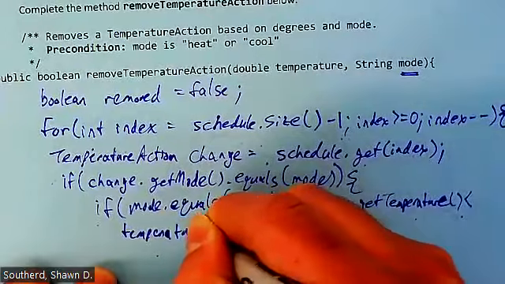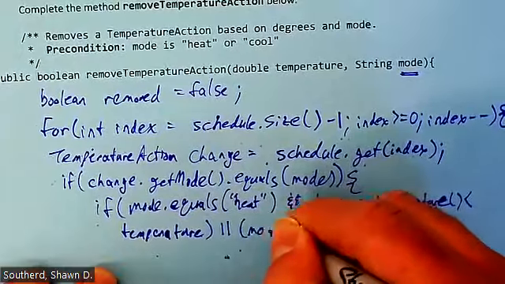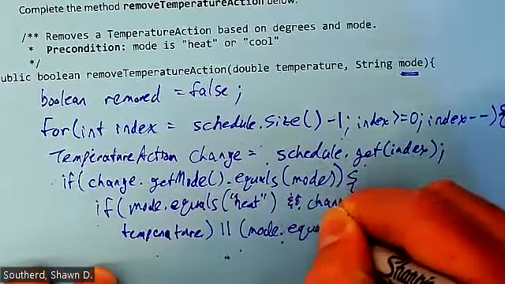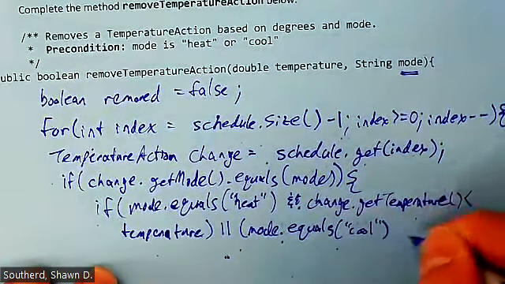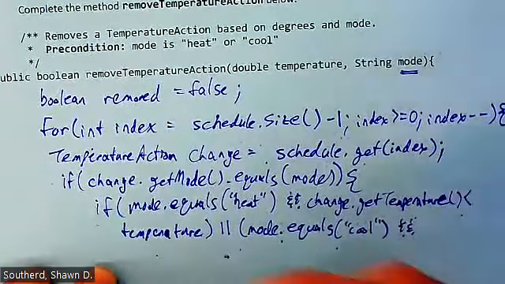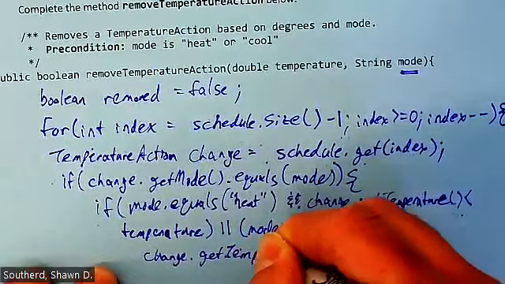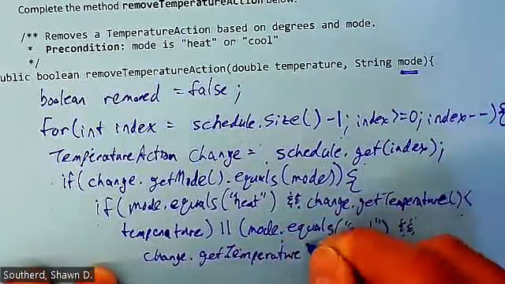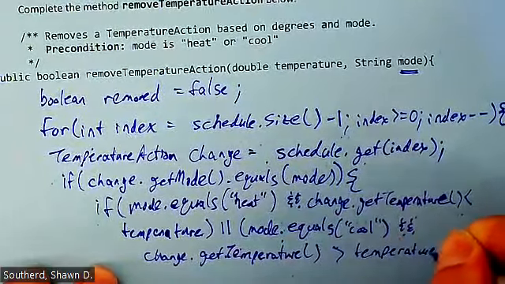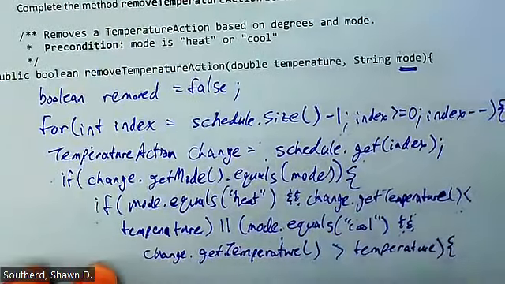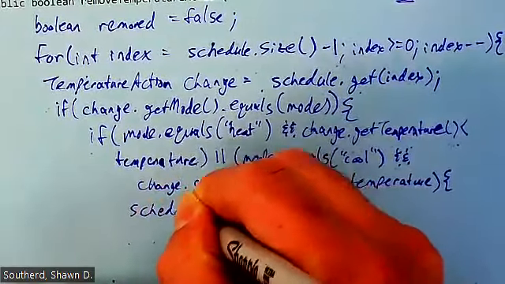And then while I'm in this same if statement, let's compare it, because what if the mode is cool? So if the mode is equal to cool, this is coming in from the parameter, and we get change dot temperature. In this case, it'd be the opposite, so the temperature would be higher than the actual temperature in the parameter. We can now finally remove from the schedule that index value.